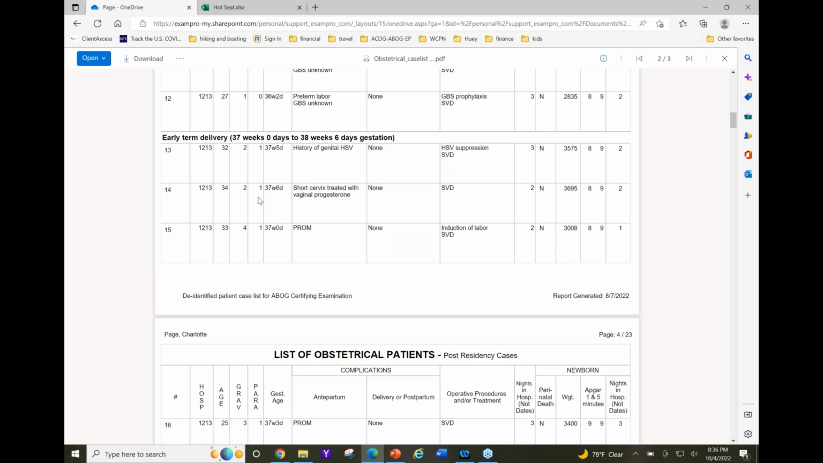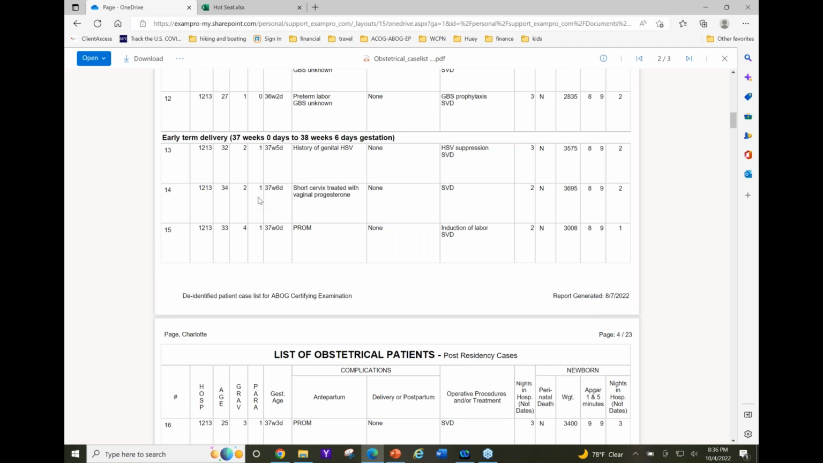Do you offer them intramuscular progesterone as an option? Not for short cervix. It's the vaginal route of progesterone that has been shown to be efficacious at decreasing rates of preterm delivery in these patients. When you are assessing for a short cervix, does it matter whether you use an abdominal probe or a vaginal probe?